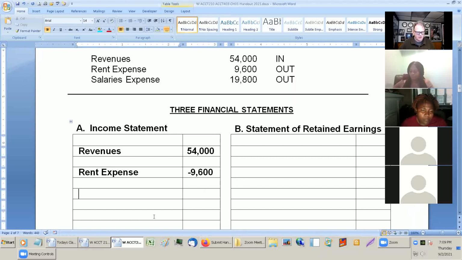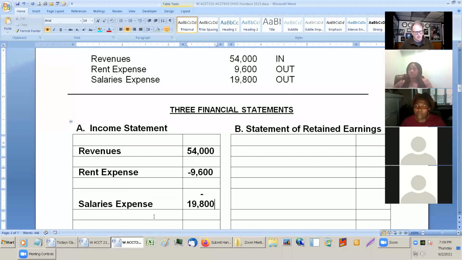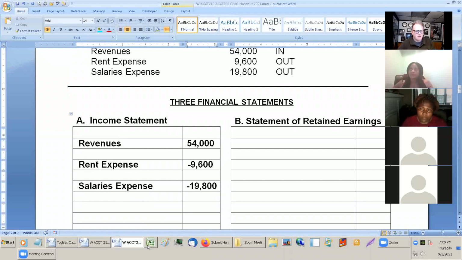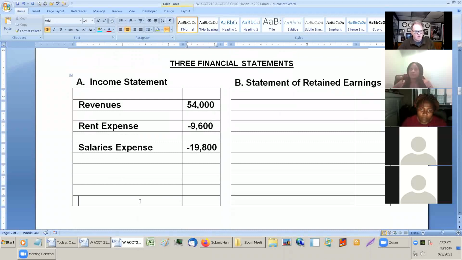So rent expense is money going out, salaries expense is money going out. And so we're taking 54,000. That's the money coming in. These are 2 going out, and we're going to see what's left over. And what's left over, the owners get to keep.